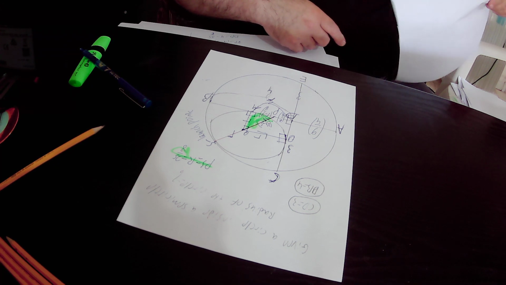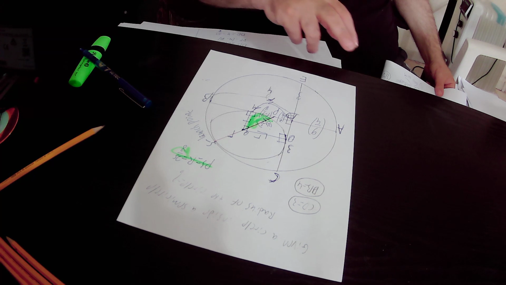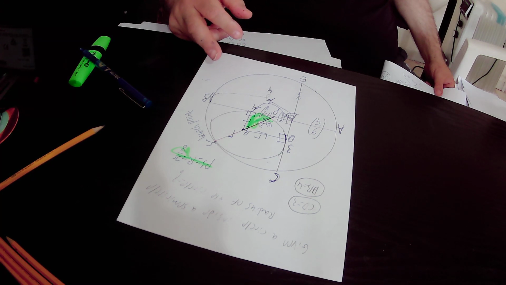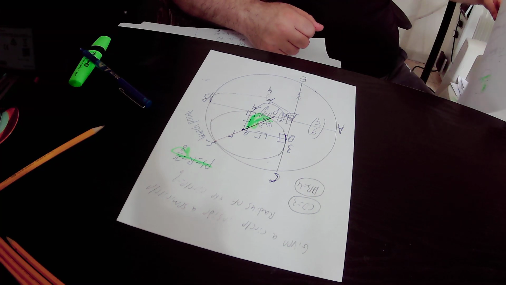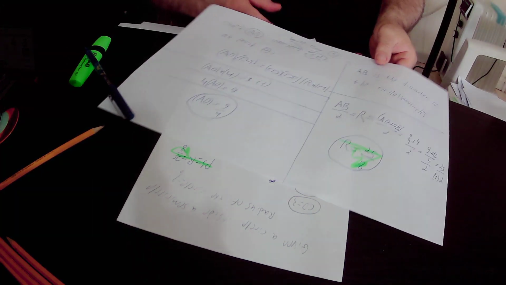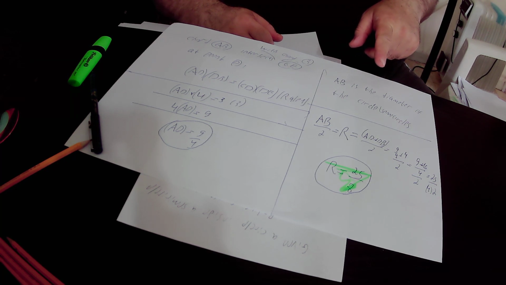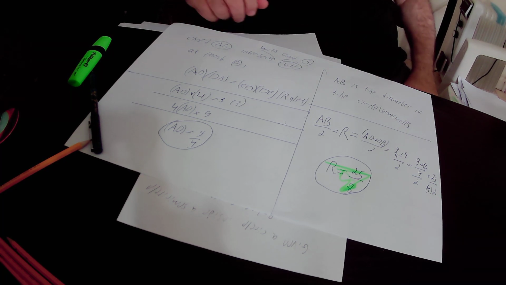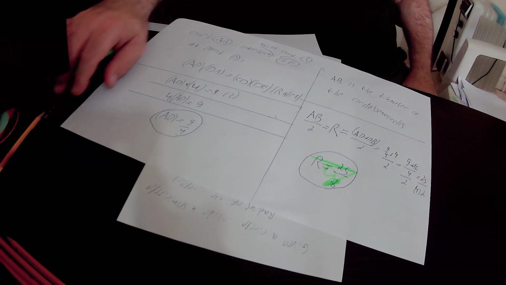Okay? So we know that AB is the diameter of the circle and also the diameter of the semicircles. The circle and the semicircles have the same diameter, that is AB.